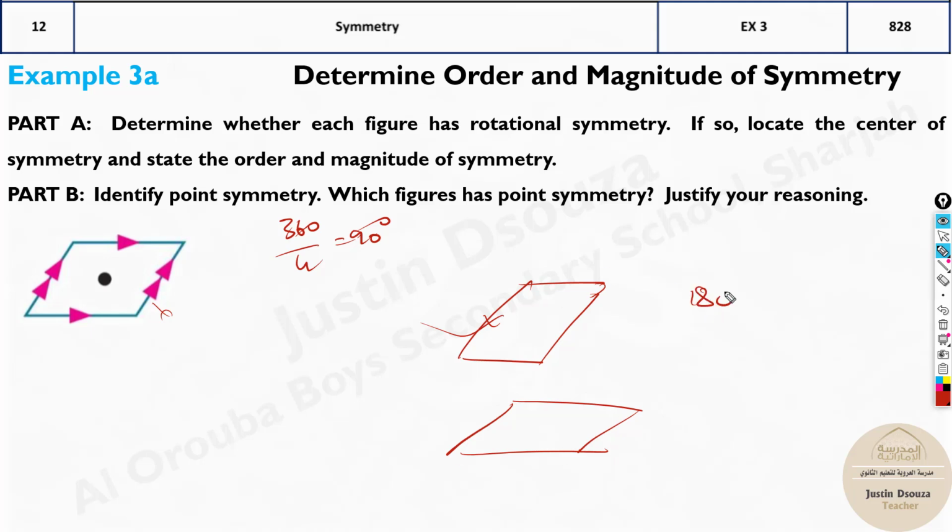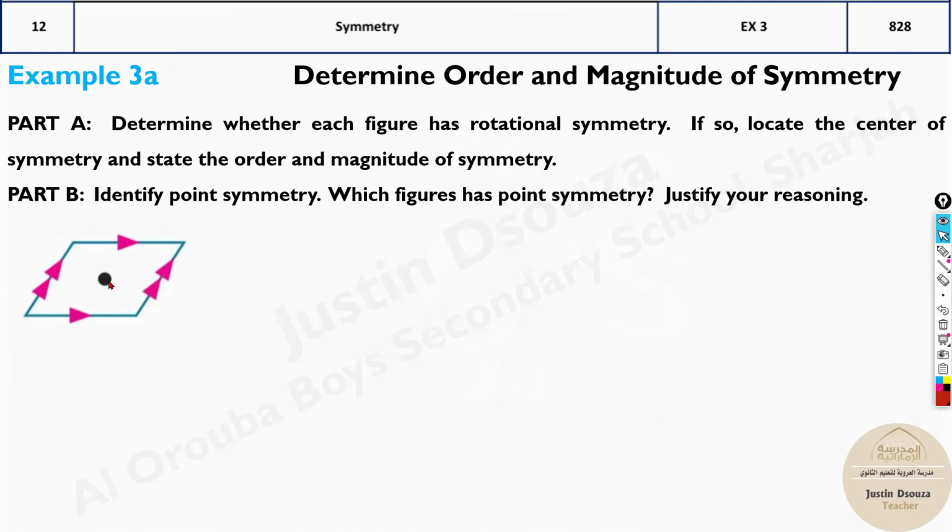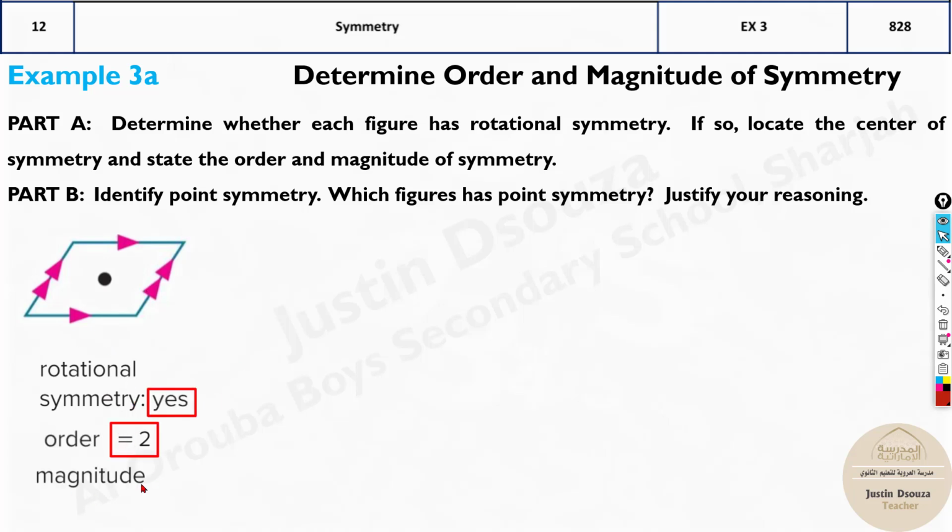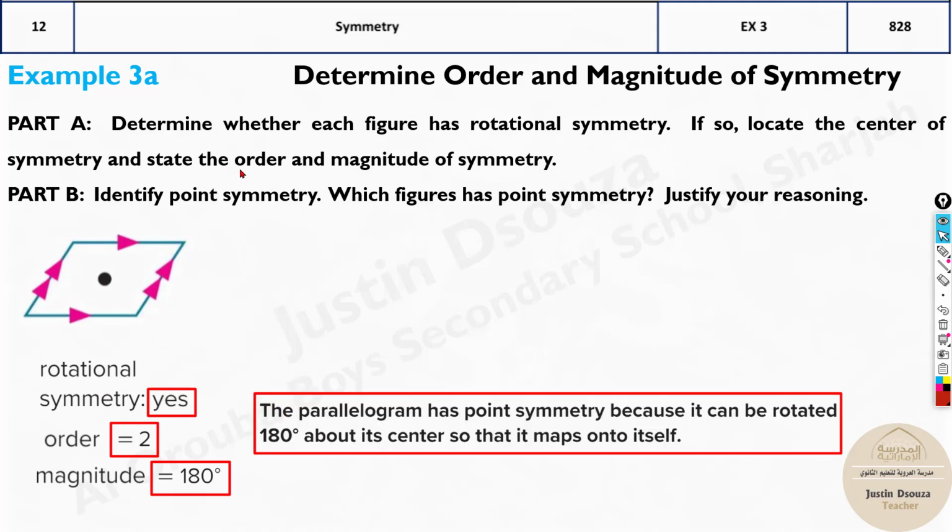So it will take 180 degrees to rotate, right? So if it is taking 180 degrees to rotate, that is the magnitude. The order will be 2. 2 times it can be rotated. Yes, it has rotational symmetry. Order is 2. Magnitude is 180 degrees. And now this has point symmetry. Why? Because it can be rotated 180 degrees about its center. If you rotate it by 180 degrees, you can get to itself.